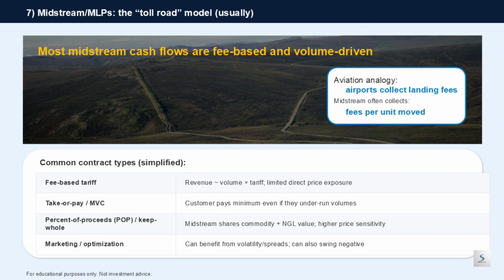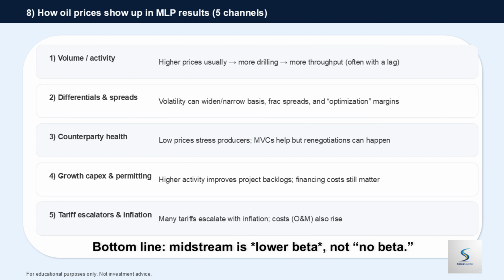The right mix matters. Use this checklist when oil moves. 1. Volumes and activity. 2. Differentials and spreads. 3. Counterparty health. 4. Growth, CAPEX, and permitting. And 5. Tariffs, escalators, and inflation. Bottom line, midstream is low beta, not no beta.